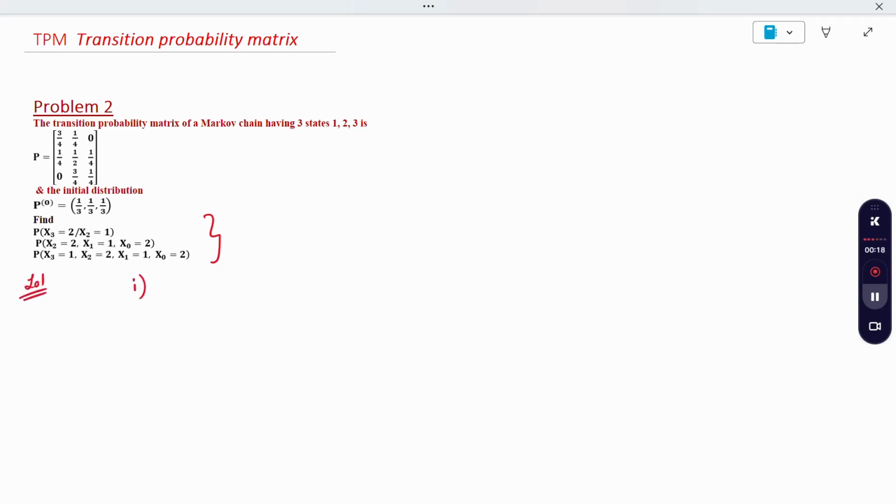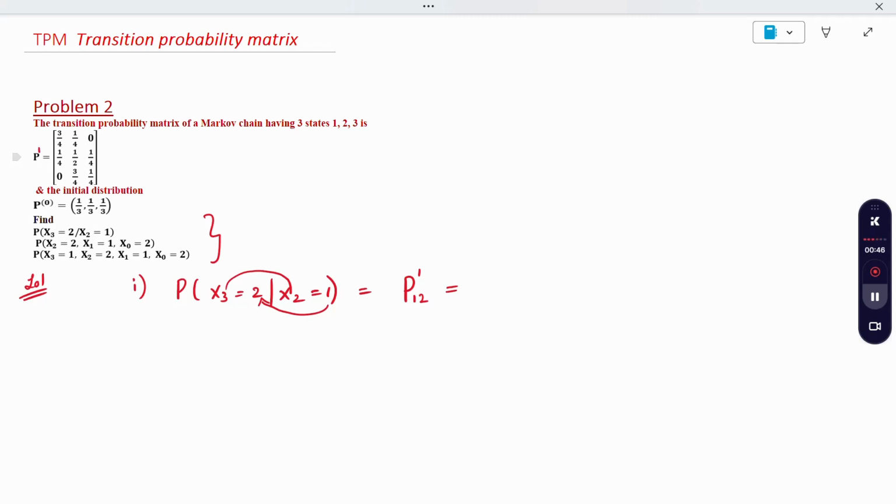What is our first subdivision? Probability of x3 equal to 2 given x2 equal to 1. As per the Markov chain, when I write P, I have to write it like this: P 1 2, in reverse I have to write 1 2. This is how I have to write it, meaning I subtract 3 minus 2, which is 1. So P 1 2 power 1.